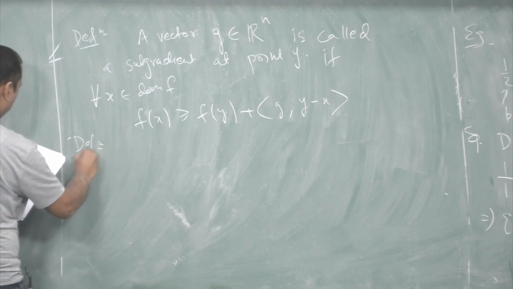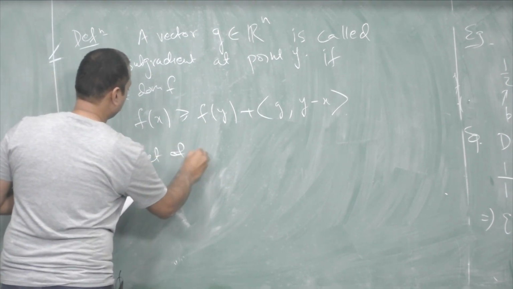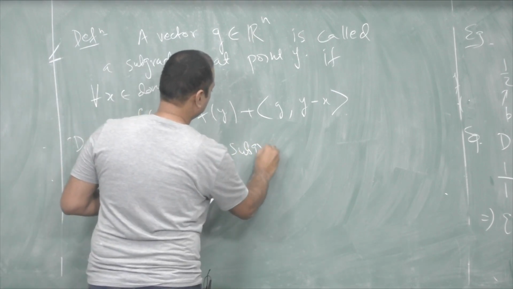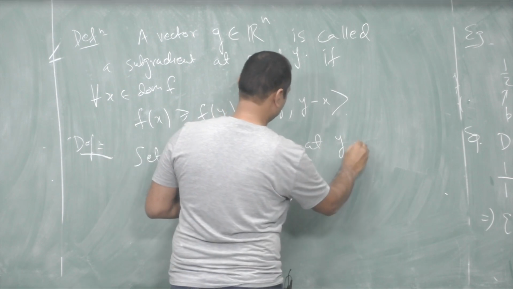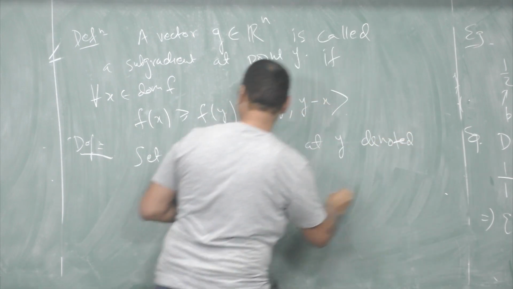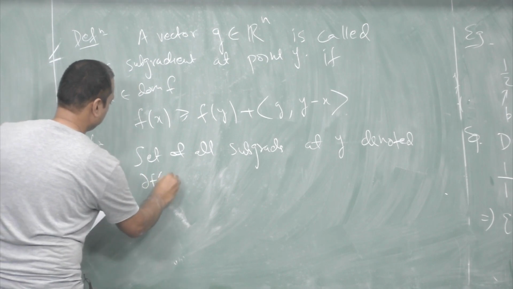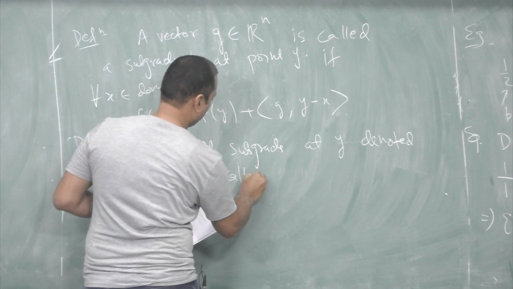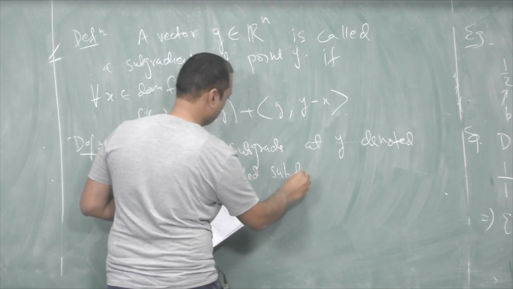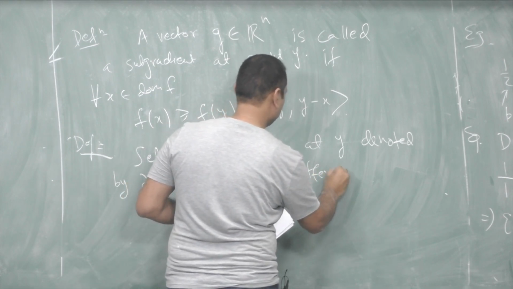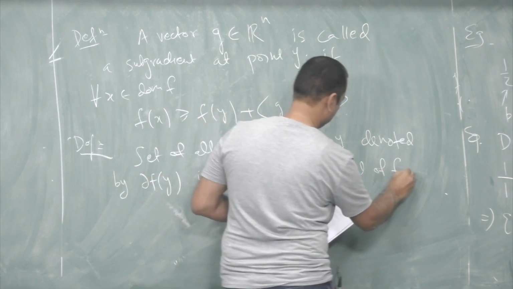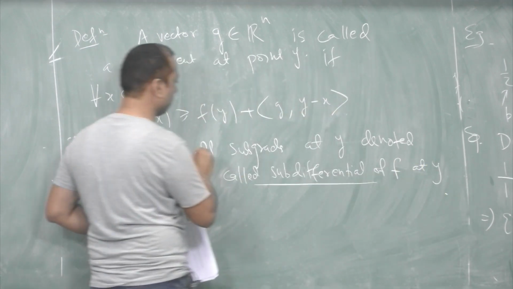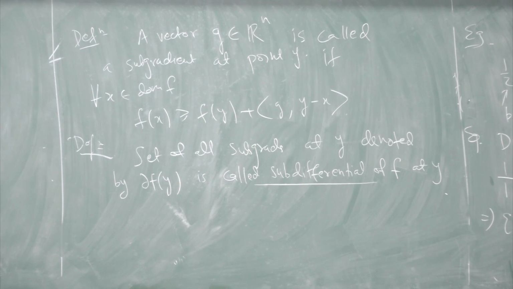So that's another definition. The set of all subgradients at y, denoted by del f(y), is called the subdifferential of f at y. So the subdifferential is a set, and a subgradient is one vector, because we collect all the subgradients and then we call it a subdifferential.